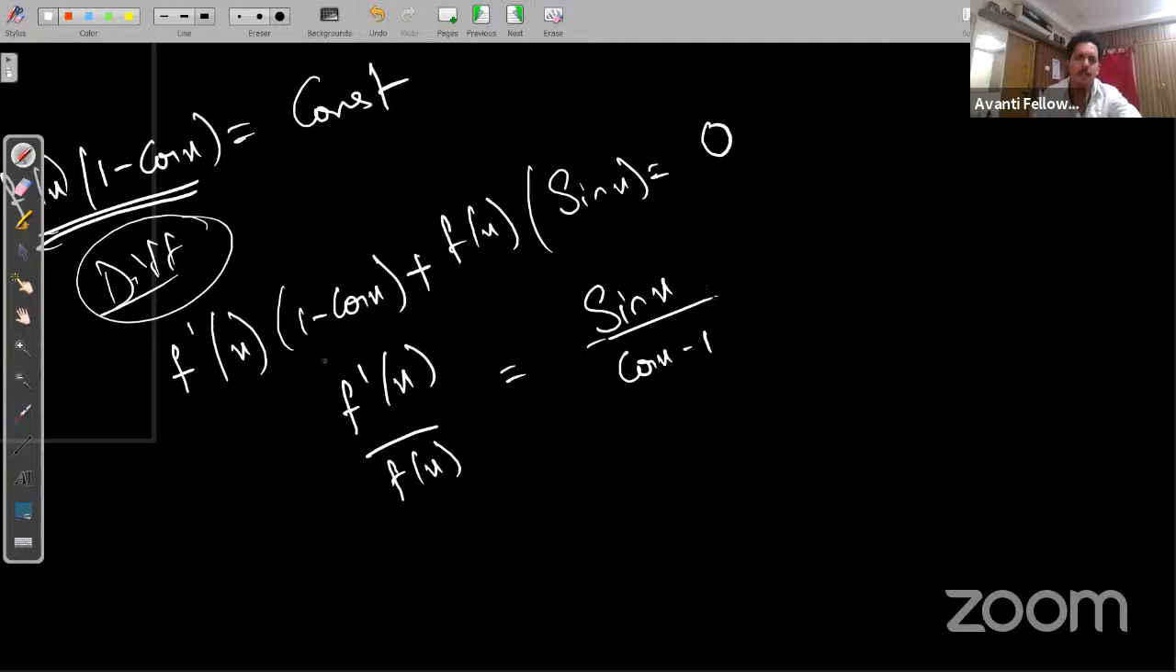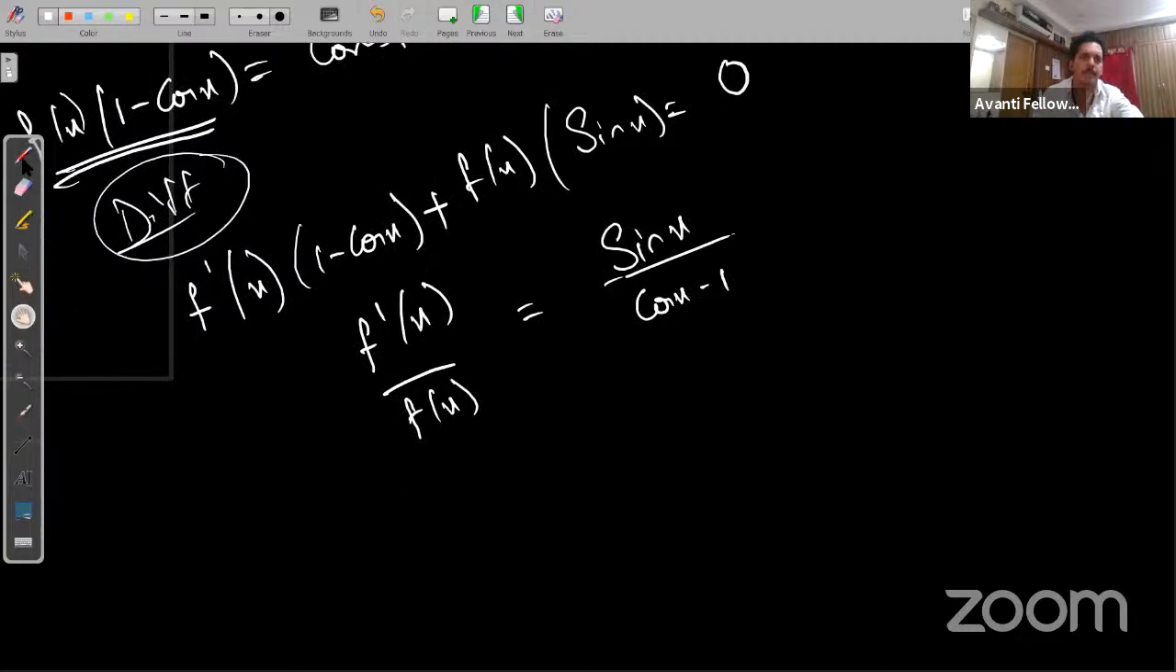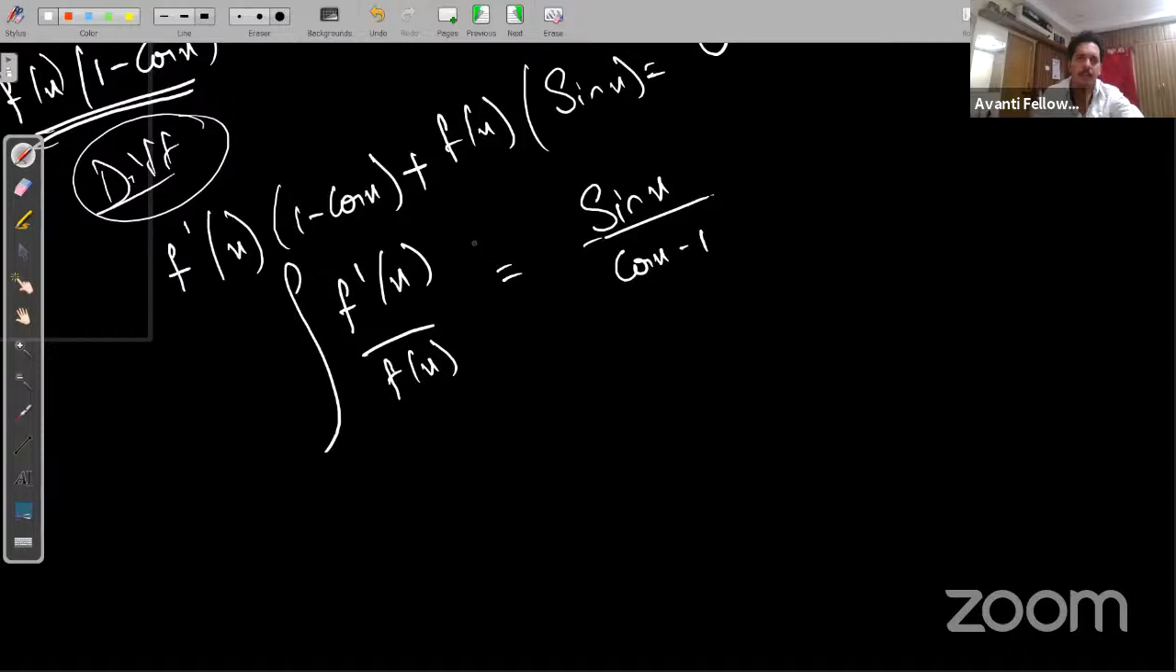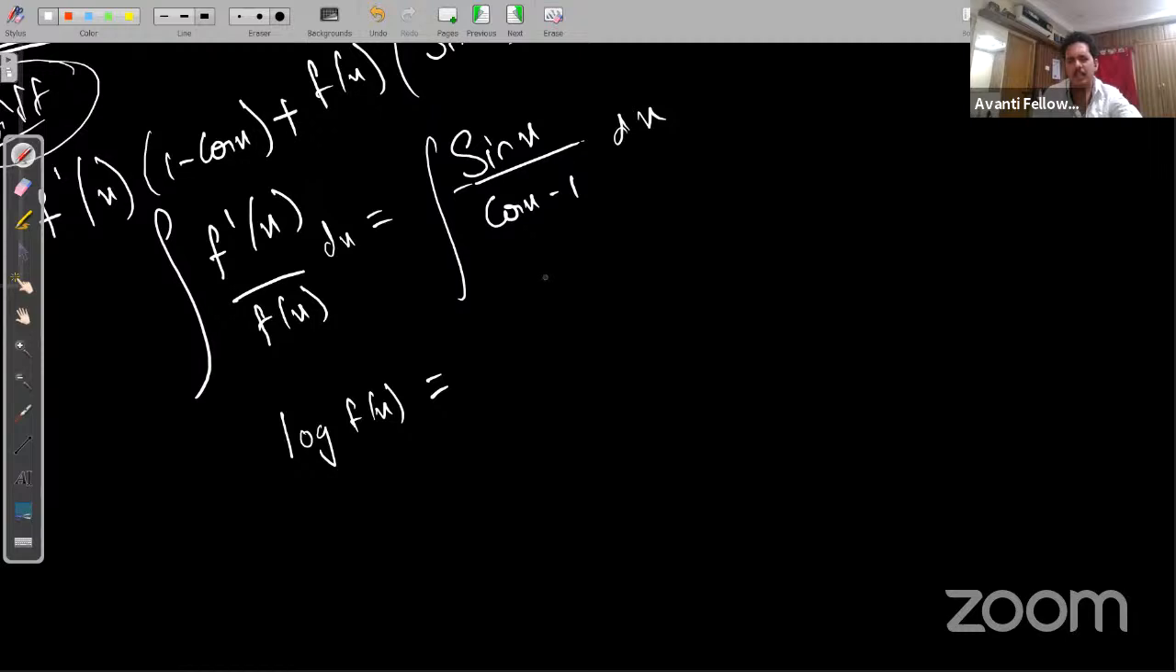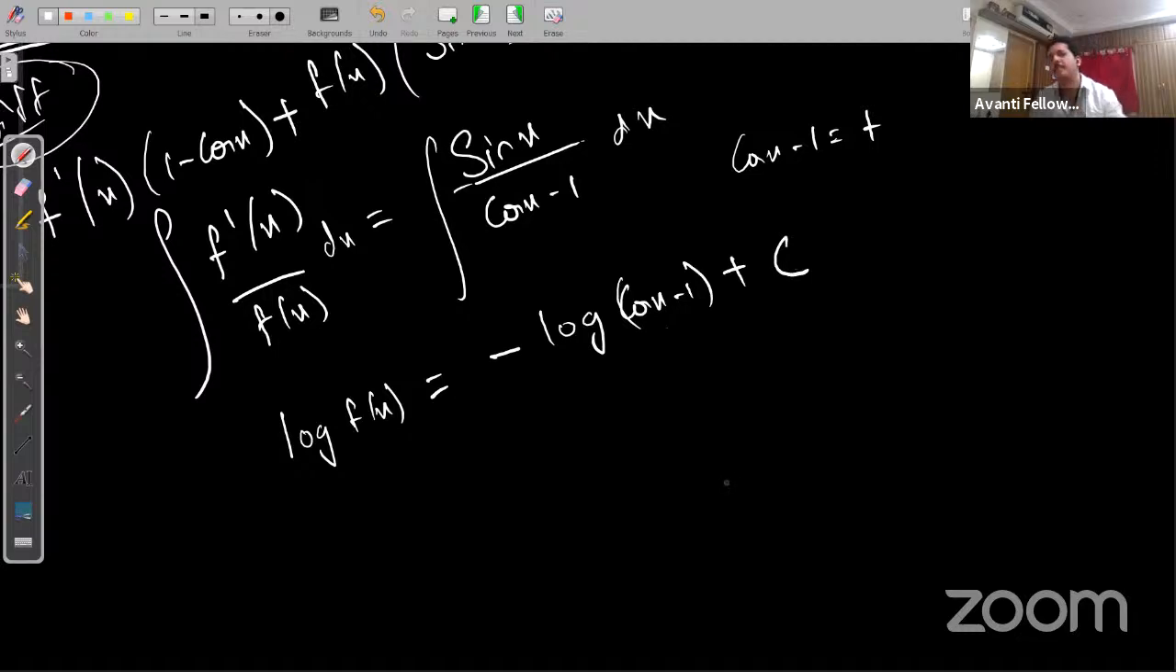Okay, everyone, clear till here? So if I want to find f of x, I'll just do integration with respect to dx on both sides. What is the integral of f dash of x by f of x? It is log f of x. I hope everyone knows this one. Log f of x is equal to, guys, what is the integration of sin x by cos x minus 1? If you take cos x minus 1 as t, then minus sin x dx is equal to dt. So it will be minus log of cos x minus 1, plus c. Okay, so this is what we got.